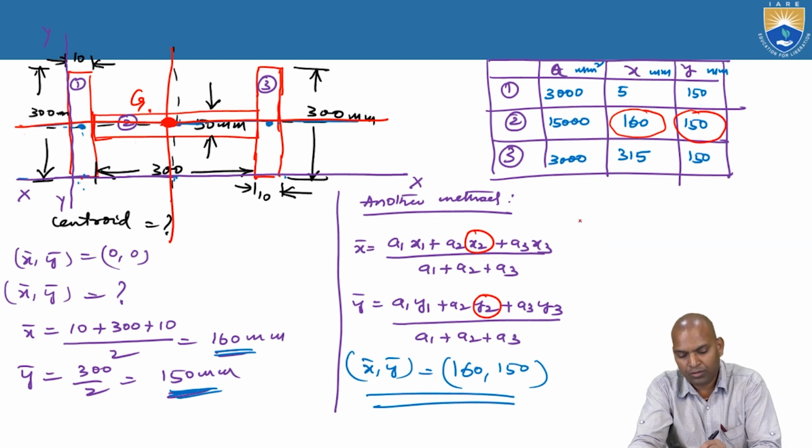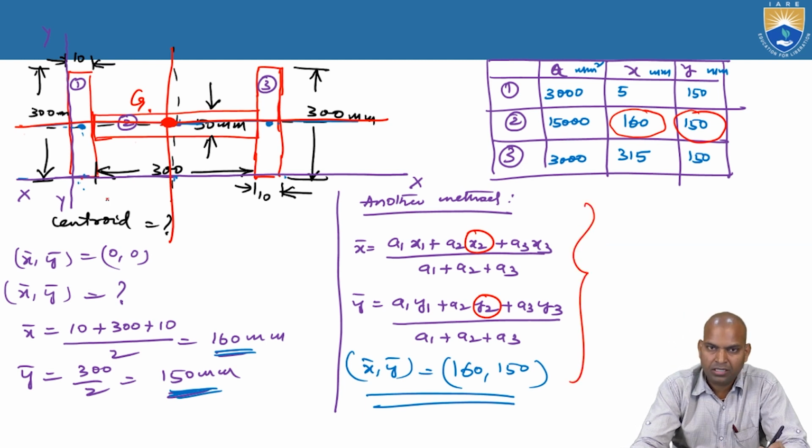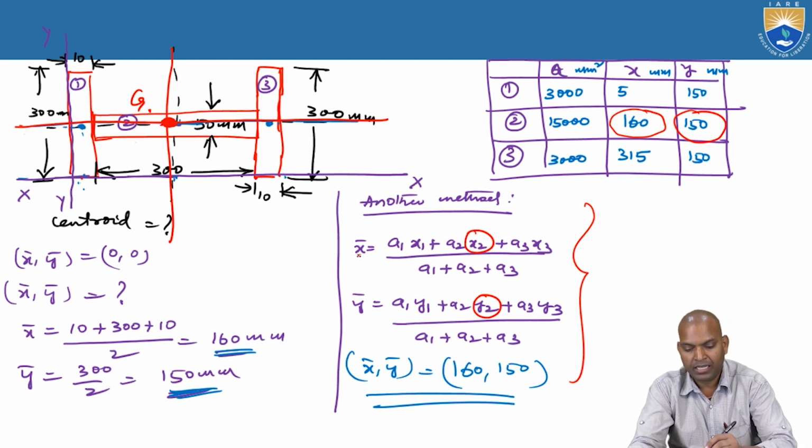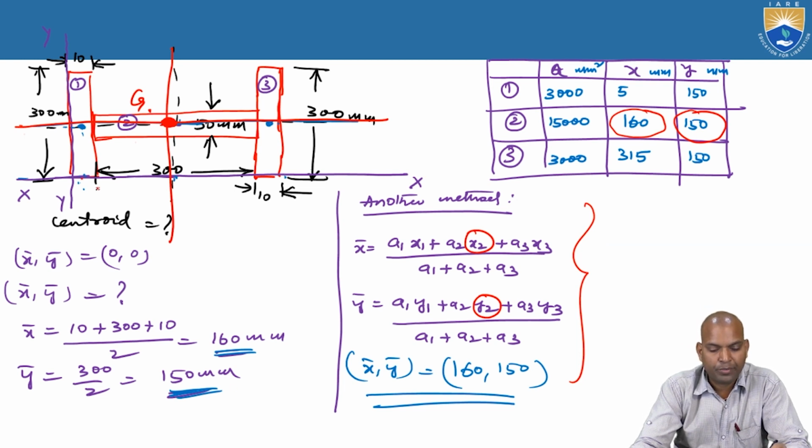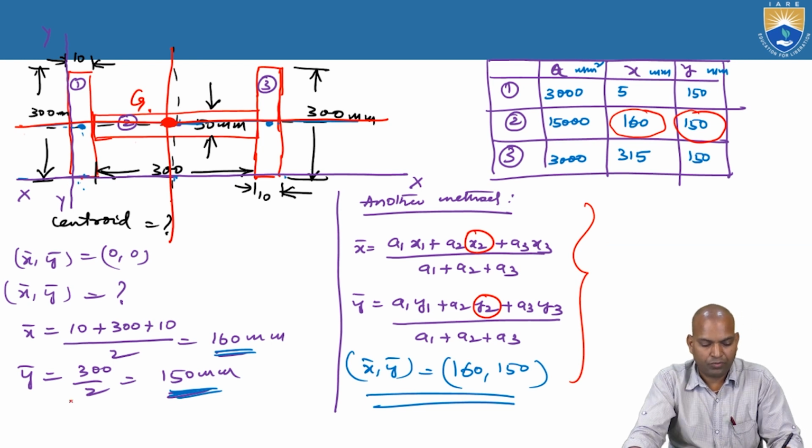So for symmetrical sections there is no need to follow the other method, the derived expression method, that is bar x and bar y substitution again. We will come back to the same conclusion of direct geometrical presentation. So this is one of the manners.